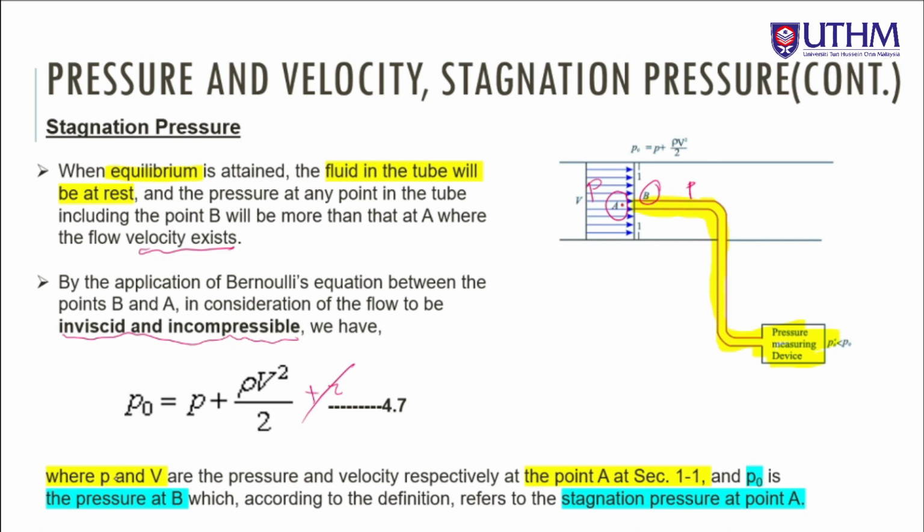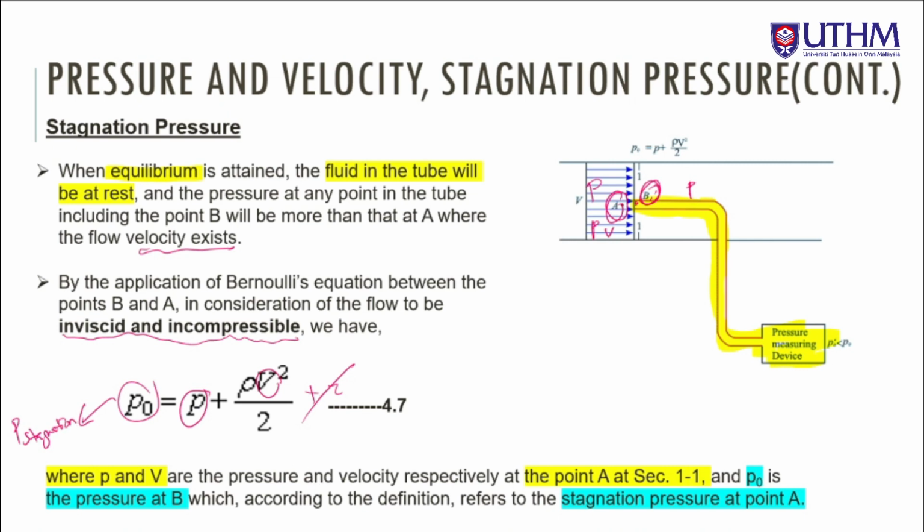Okay, so where P and V actually are the pressure and velocity respectively at point A. Okay, P and V dekat sini, and P naught is actually the pressure at B. Okay, P naught ni pressure dekat B ni according to the definition refers to stagnation pressure at point A. Okay, so ini is actually equivalent to stagnation.